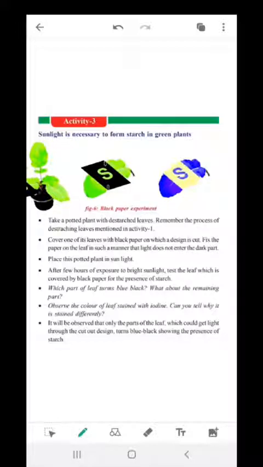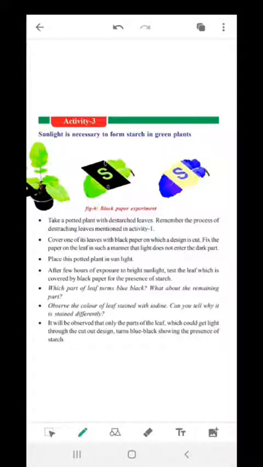Fix the paper on the leaf in such a manner that light doesn't enter the dark part. As I have shown you clearly in the experiment, you have to take a black paper on which a cut design has been made and fix it onto the leaf so that only through the slit the light can enter the leaf. Place this potted plant in sunlight. After few hours of exposure to bright sunlight, test the leaf which is covered by black paper for the presence of starch. It is very clear that if starch is present, when it is tested with iodine solution, it turns into blue-black color. So now, which part of the leaf turns blue-black?